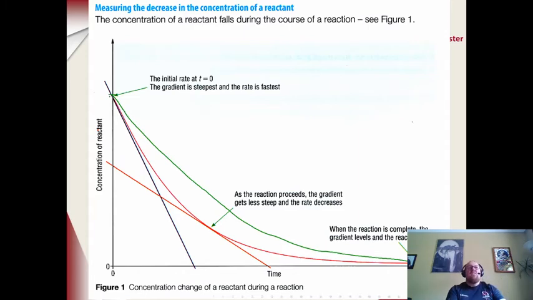That could be looking at colour, that could be looking at the concentration of something, how coloured something is. We would look and we'd see, for example, a colour disappearing, and we could see the gradient moving like that. If I wanted to know what the rate was at any particular point, I would have to take a tangent. We can see this is a tangent. The tangent is where it touches the line right at the point you are, and then we look at the difference in y divided by the difference in x.